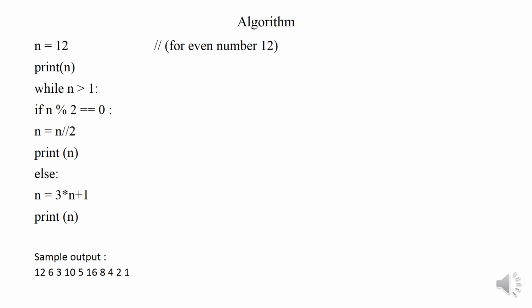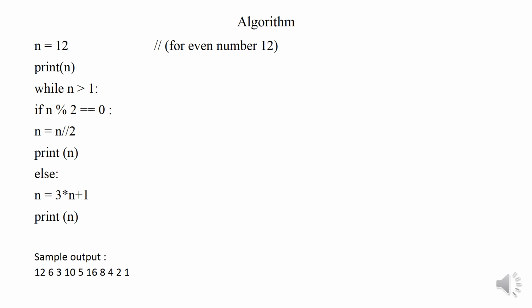But friends, the 3 is an odd number. So here we have to check again. 3 is greater than 1. Yes. If n mod 2 is equal to 0, no, because 3 provides here the remainder. So at that time we are going to the else control statement. So 3 into n, that is 3 into 3 plus 1, that is 9 plus 1, 10. So we get here 10. Print it 10.